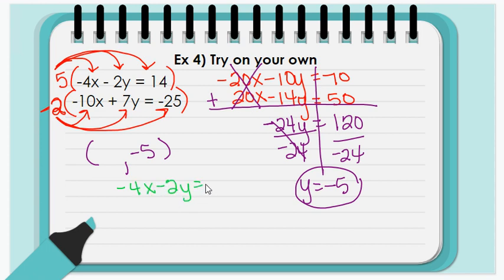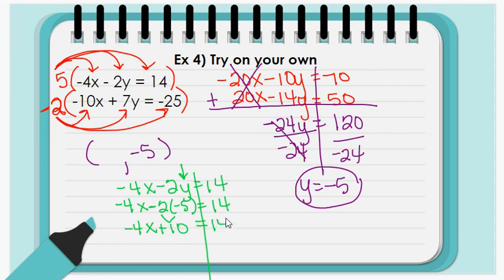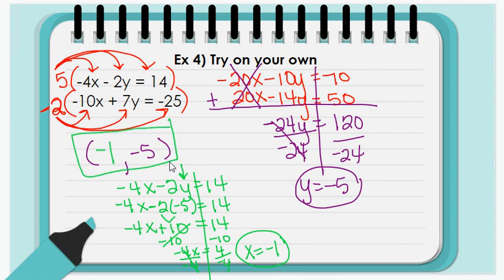-4x minus 2y equals 14. Where the y is, I'm going to plug in my -5. So this becomes -4x minus 2 times -5 equals 14. So we start by multiplying here. Bring down my -4x. So that would be a positive 10 equals 14. Then I'm going to subtract 10 from both sides. So that gives me -4x equals 4. Divide by -4. And x equals -1. So now I know my solution to this system is -1, -5.